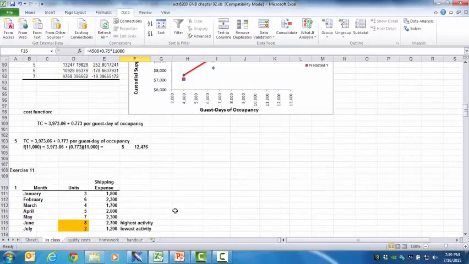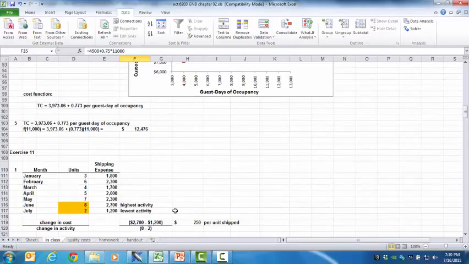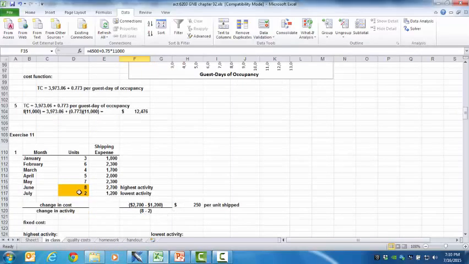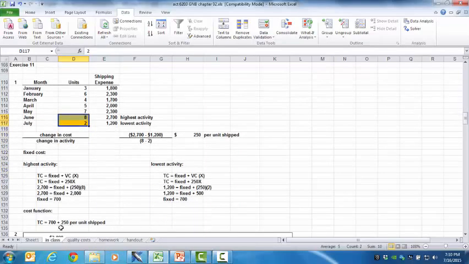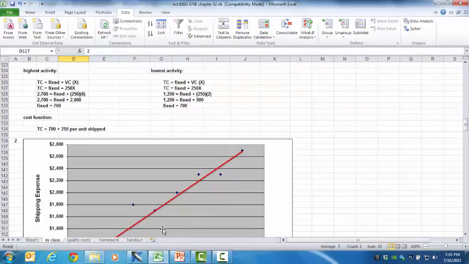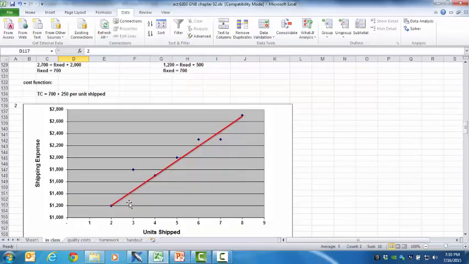Exercise 11 uses a similar approach here. It's looking at shipping containers this time. And so I use the high-low method, identifying the 2 and the 8 as the highest and lowest. And using the approach I used before, I can come up with a cost function of $700 plus $250 per unit shipped. Looking at the line this time, you can see that there's a bit more variability in the data points. They're not quite as hovering to the line.